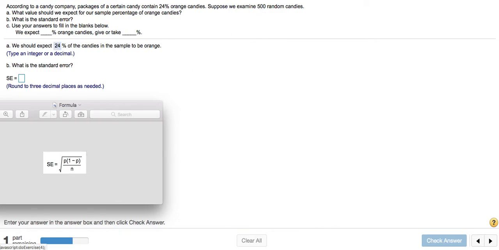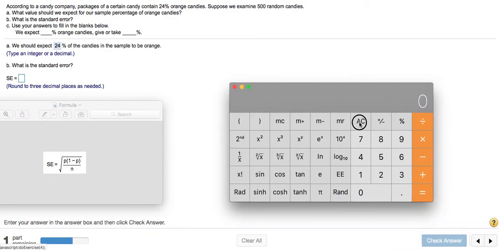I can do this all in a calculator. All right, so let me pull up a calculator here. So again, P is 0.24, that's for the 24%. I then would multiply that by 1 minus P, which is 0.76. I take this number and I divide it by 500. Okay, the only thing I've not done in this formula is take the square root of this number, and I'm going to push this button to do that. And so we get this thing here, 0.019 and so on.